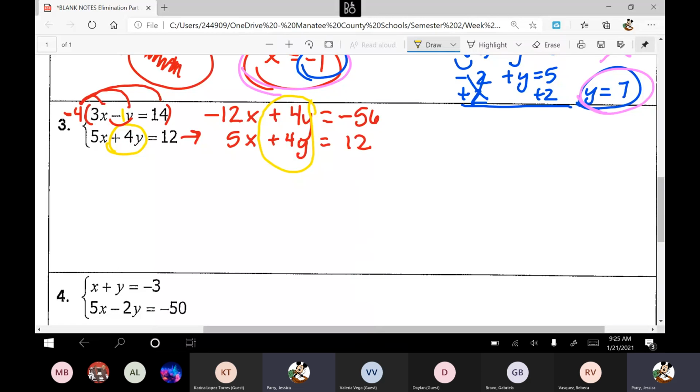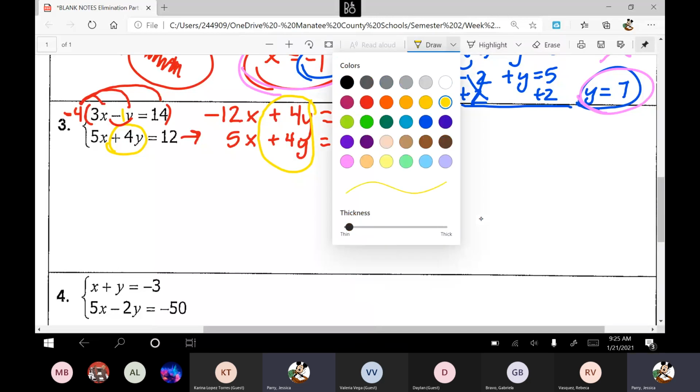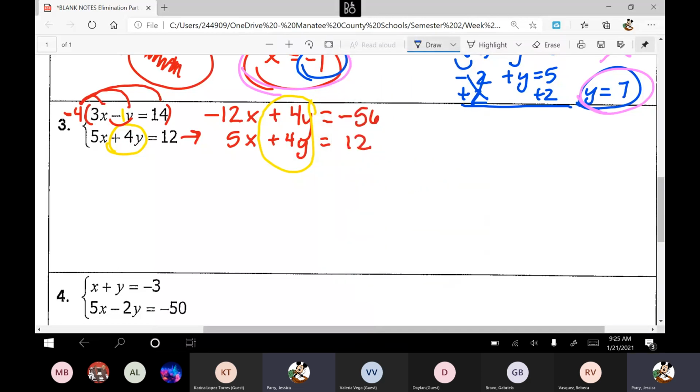So we need to go back and do kind of what we did earlier this week, and change the signs of one equation. Let's change the sign of our first equation. I showed you guys the little trick yesterday, so let's do the same thing. We're going to change the sign of our top equation to the opposite sign. The opposite of negative 12x is positive 12x. And then the opposite of positive 4y is negative 4y. And then our last one, the opposite of negative 56 is positive 56.